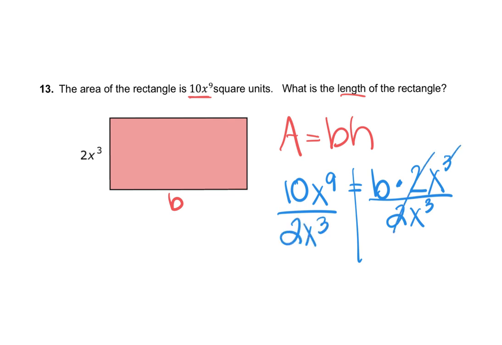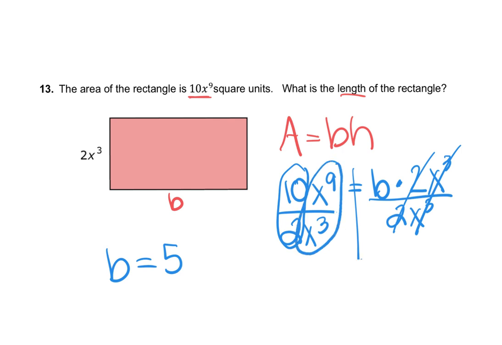And then these cancel out. And so our base then is equal to 10 divided by 2, which is 5. X to the 9th divided by x to the 3rd, remember you're subtracting them, is x to the 6th. So that's how we would find a missing side length given the area.